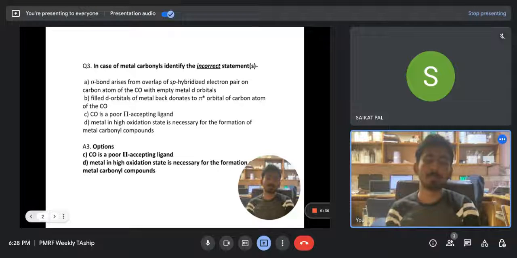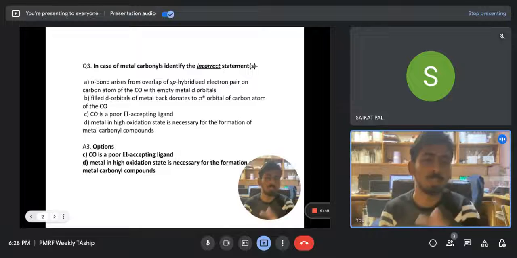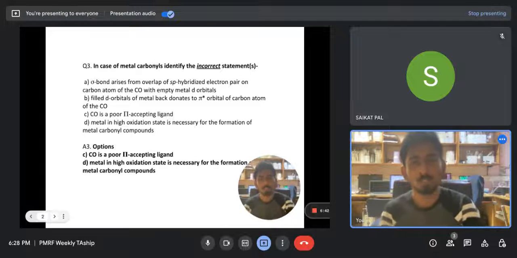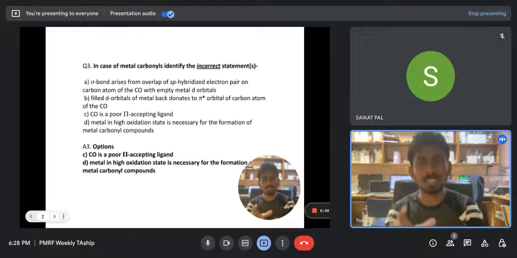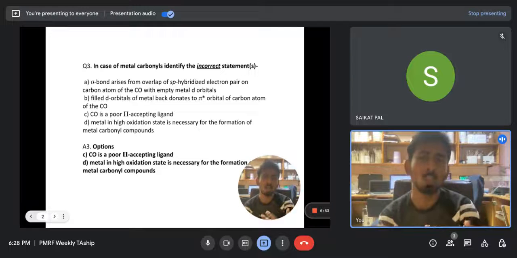So the carbon is sp hybridized in this case, and carbon is having a negative charge and oxygen will be having a positive charge. So C minus, that is the sp hybridized electron pair residing on the carbon atom, will be then directed towards the empty metal d orbital. So they will be having a head-on overlap. So the sigma bond will be arising from that.